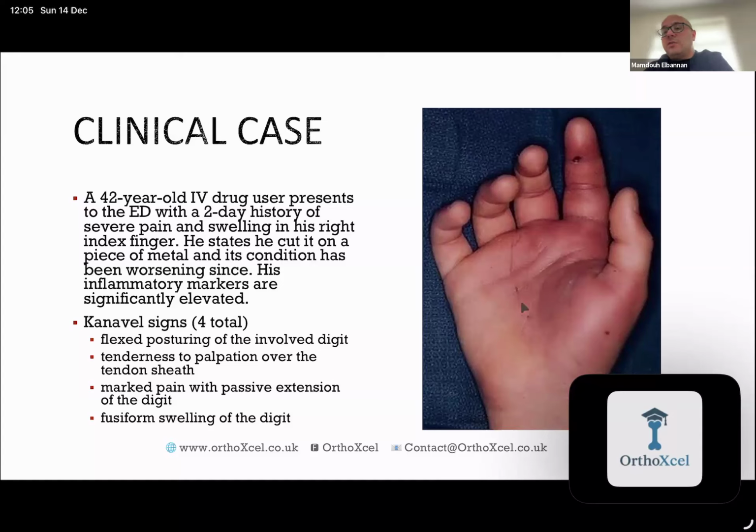One of them is doing a minimal approach: a longitudinal incision at the A1 pulley, and a longitudinal incision where the skin is cut, and insert a vent flow, washing all the synovial sheath from proximal to distal. And the second way is full exploration, doing a Brunner approach. And if he asks you for the approach, then you have to mention consent and everything.